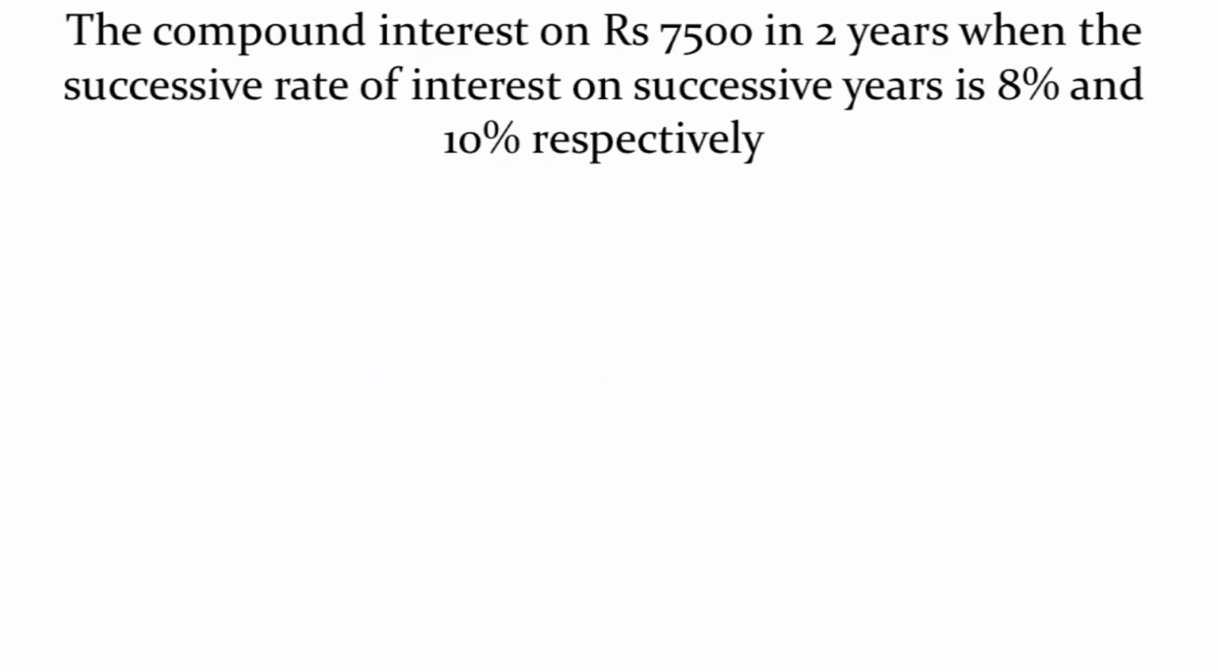The compound interest on 7,500 rupees in 2 years, when the rate of interest on successive years is 8% and 10%. Compound interest is required. For that, first we need to find the amount, but there is a difference between previous models and this one. Principal is given, that is 7,500. Time period is given, that is 2 years, and the rates of interest are different.